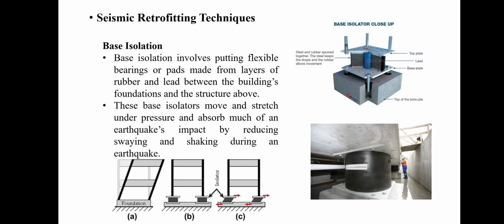As shown in the figure, this is the building's behavior in seismic activity with only a foundation, and as shown in figures B and C, when we provide base isolation to the building, it reduces the transfer of seismic load to the building structure. Also, in the base isolator close-up, the top plate, base plate and lid are provided with the foundation.